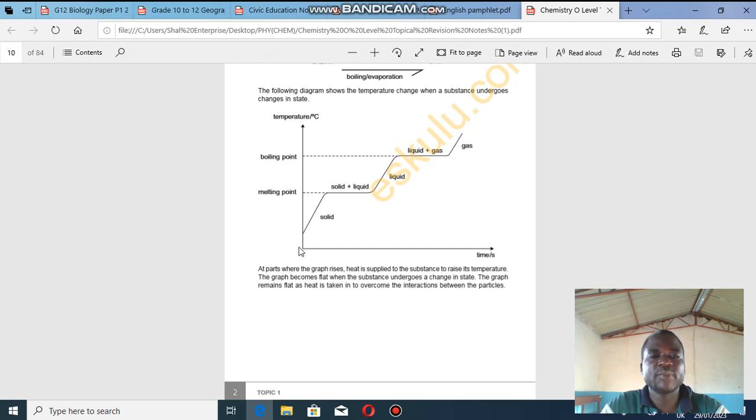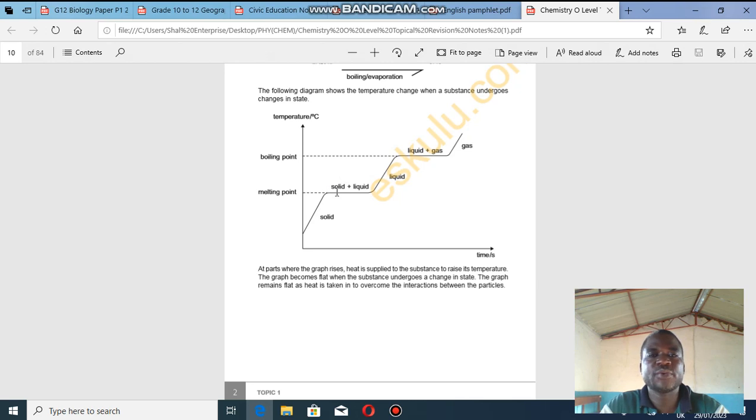So in an exam they will bring regions labeled A, B, C, D, E, F. Then they start asking you questions, like what states are present between B and C. Your answer is simply solid and liquid. Between D and E, you say liquid and gas. Sometimes they can ask you what state is here: it is gas. What state is here: it is liquid.